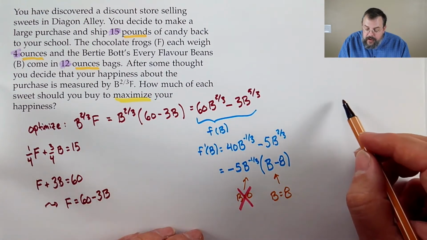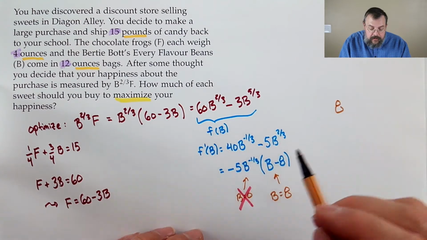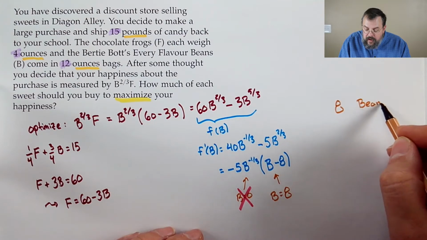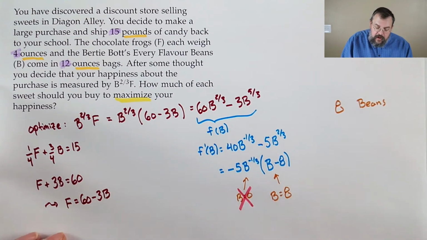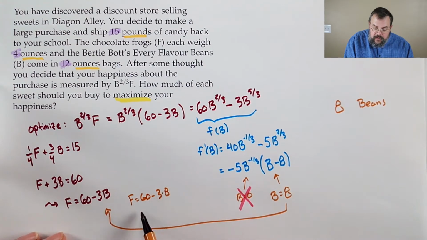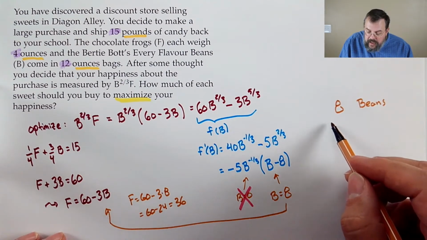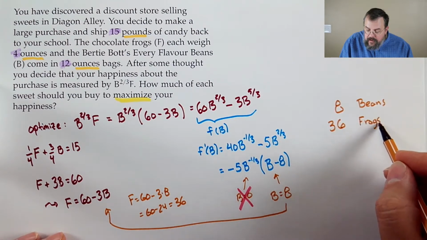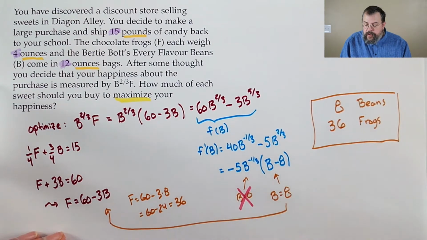So we come to the conclusion we want to have 8 of our what? Well, 8 of our Bertie Bott's Every Flavour Beans. And then if I know b equals 8, I can take that information over to here, and I can say that f should be 60 minus 3 times 8, which is 60 minus 24, which is 36. So 8 bags of beans and 36 of our chocolate frogs. All right, and there we go. That's our answer. Cool. Nice.